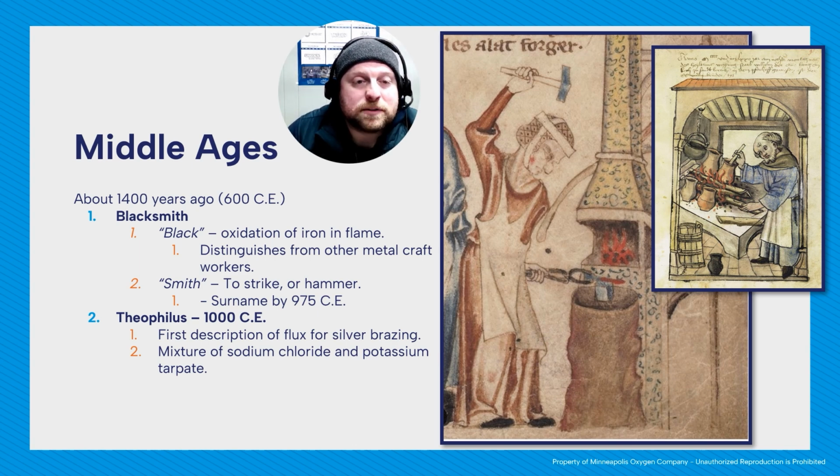And then in 1000 CE, Theophilus, who was a monk, or more accurately probably a pseudonym of a monk, wrote this big compendium of medieval arts. He, or they, were the first people to have a description of flux used for silver brazing, basically a recipe for the flux, which at that time was a mixture of sodium chloride and potassium tartrate. So about 1,000 years ago, we start using blacksmithing, and we're getting some recipes for things.